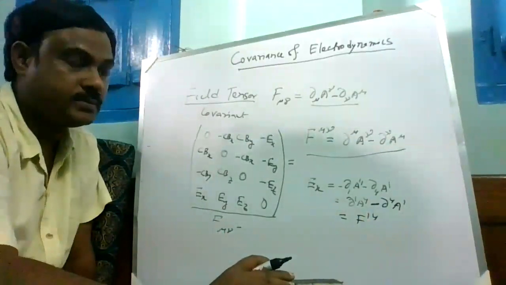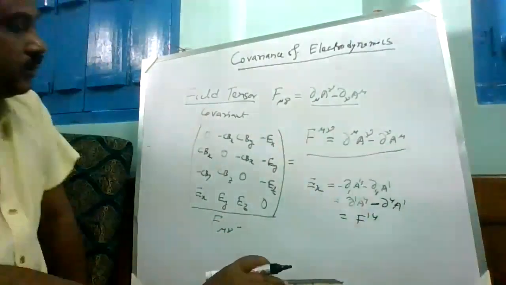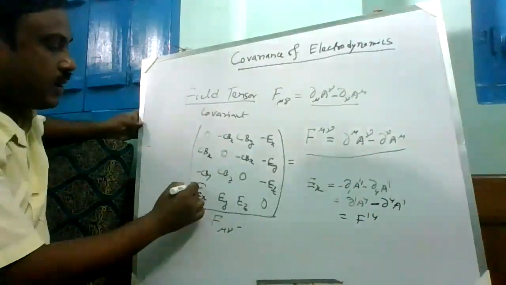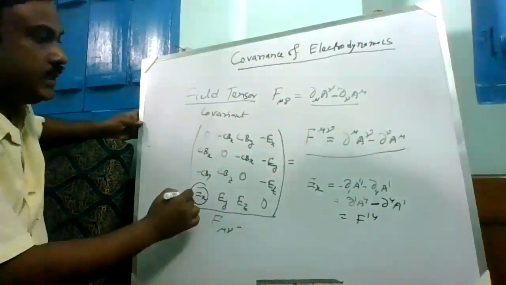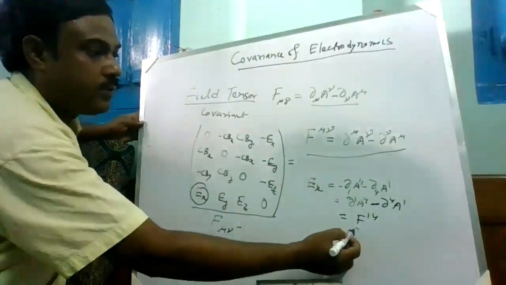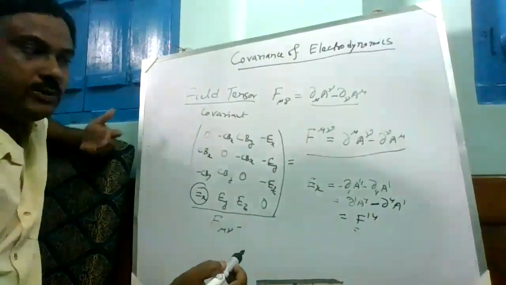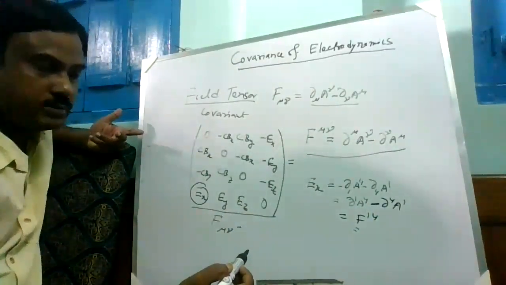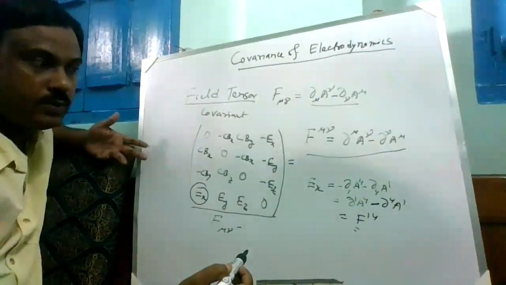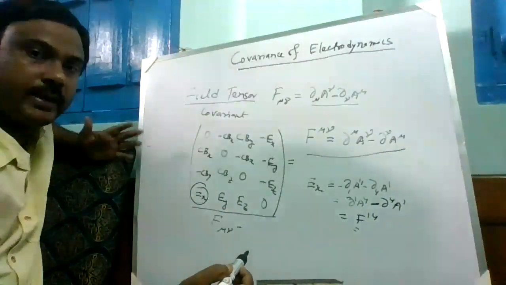So you can write this to be F14. What was F41 is now F14. And similarly, Ey will be F24 and Ez will be F34.